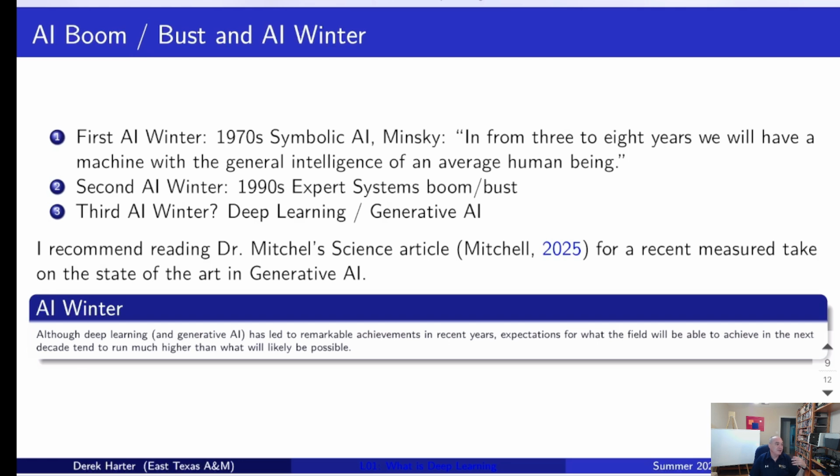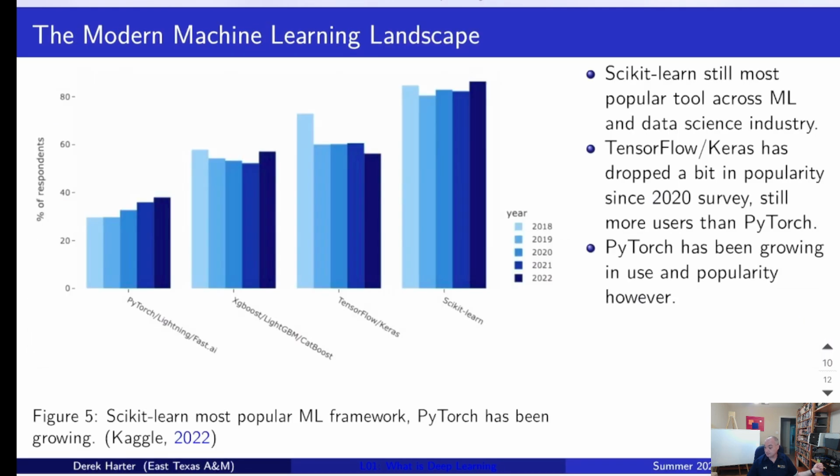So I do believe we'll probably have another bit of a bust, and see interest go away after a bit. I highly recommend reading Dr. Melanie Mitchell's article on this for a reasoned, more skeptical view of generative AI and large language models and the current state of things here in 2025. There's a link to this article in the references for this presentation.